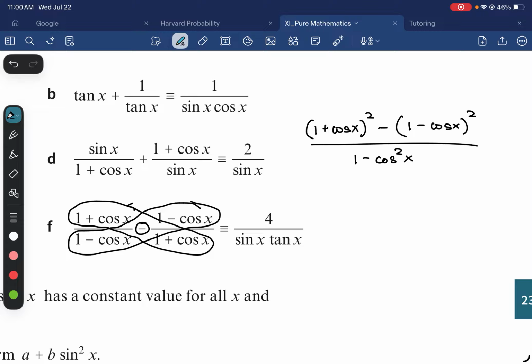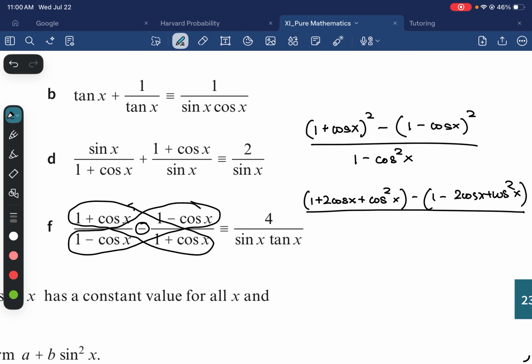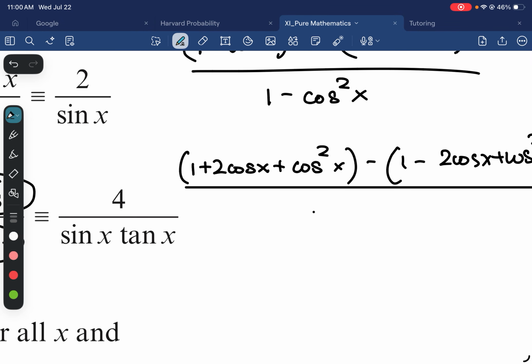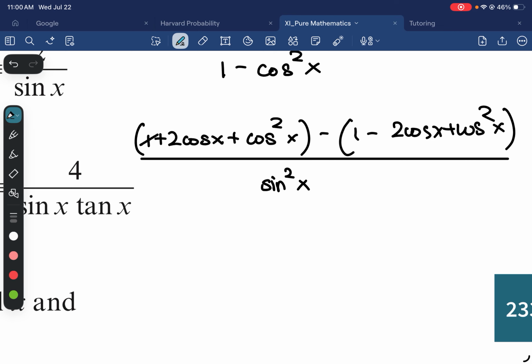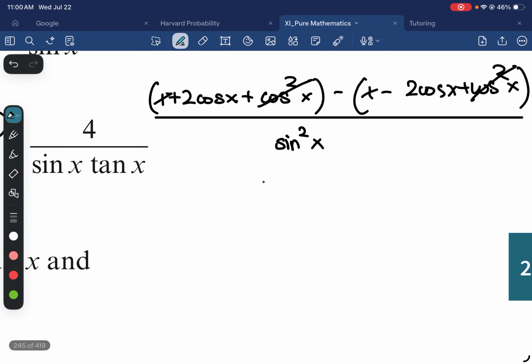Now, if you simplify your numerator, you get 1 plus 2 cos x plus cos squared x minus 1 minus 2 cos x plus cos squared x, right? That's just expanding the two squared terms. And I'll leave the expansion to you. 1 minus cos squared x, the denominator is just sine squared x. All right. 1, you get minus 1 here. Cos squared x, you'll get minus cos squared x. So your numerator is just 4 cos x over sine squared x.